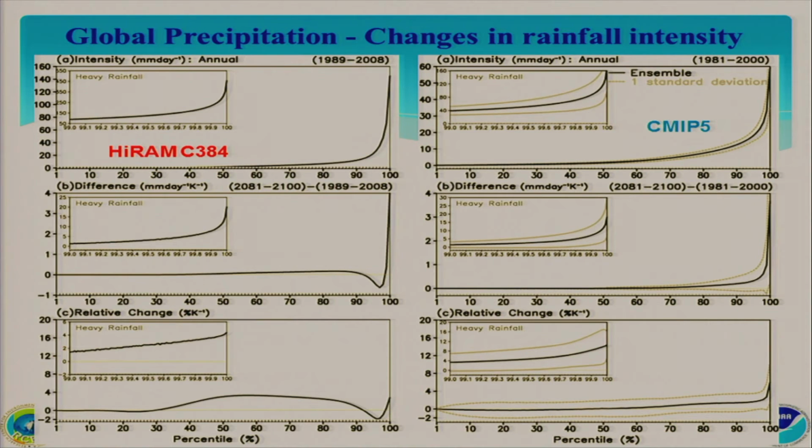And if we compare HIRAM with the 12 CMIP5 models, with the same methodology, you can see that for heavy rain, the scale is different. Here it is only up to 160, here it is up to about 550. So for extreme rainfall, compared to the CMIP5 models, HIRAM tends to produce much more. But the resolution is quite high. The HIRAM resolution is quarter degree, but the CMIP5 models are 1 or 2 degrees.